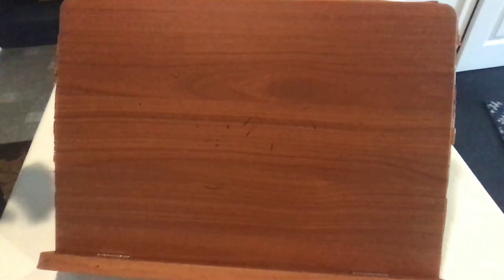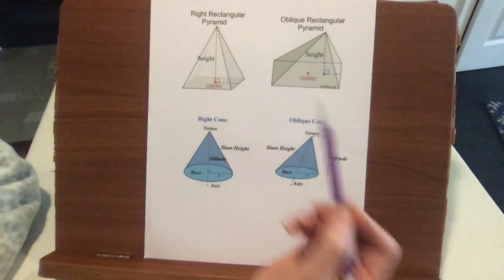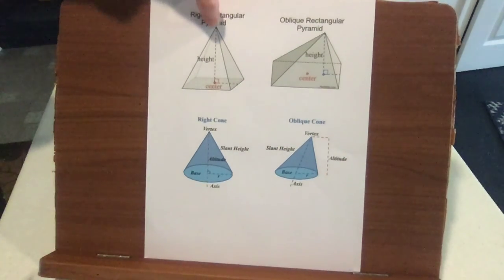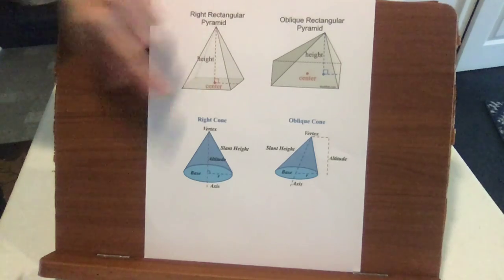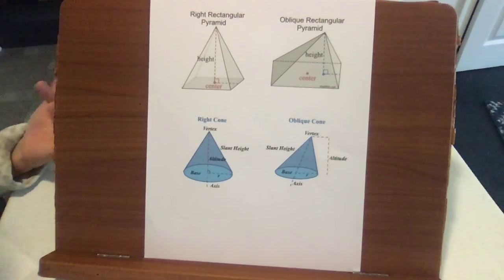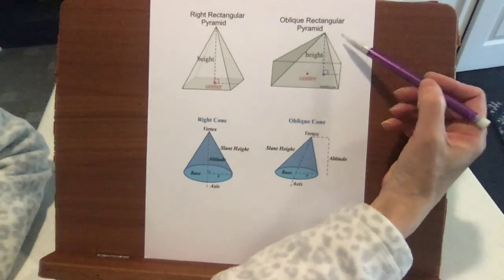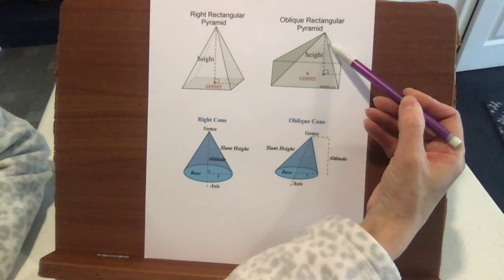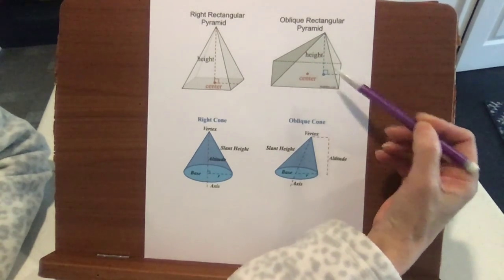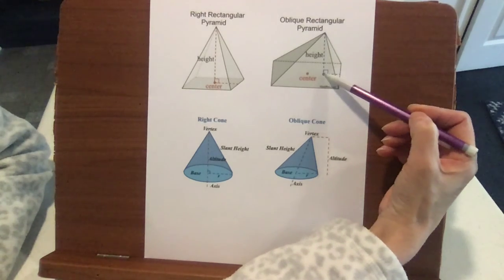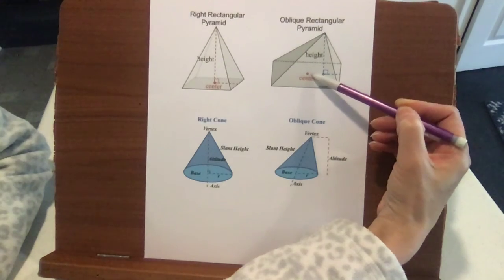All right, so let's look now specifically at pyramids and cones. This is a right pyramid. It stands straight up. Its apex or vertex is at the top. The height drops straight down to the center of your base, whether it's a rectangle, a triangle, or a square. But here in the oblique rectangle, it seems to lean a bit. So this lateral face would be a little bit larger than this lateral face, but the height is still from the apex down to the base, but not at the center.